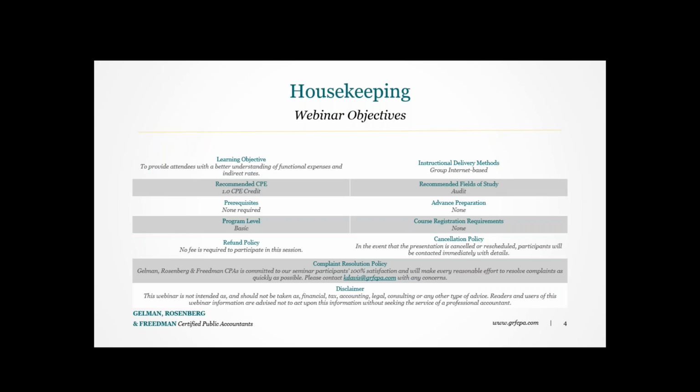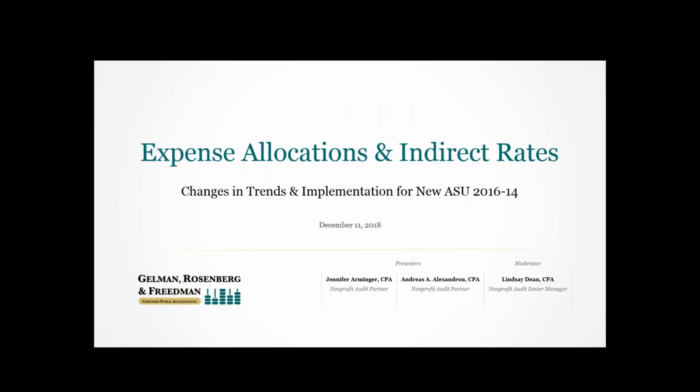As the title of the webinar implies, today's learning objective is to provide attendees with a better understanding of functional expenses and indirect rates. One CPE credit is available to attendees of today's webinar. With all that said, welcome to today's webinar, Expense Allocations and Indirect Rates, Changes in Trends and Implementation for New ASU 2016-14.